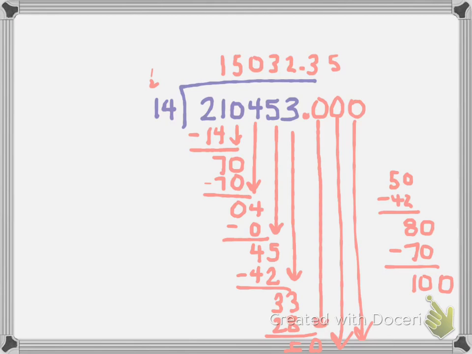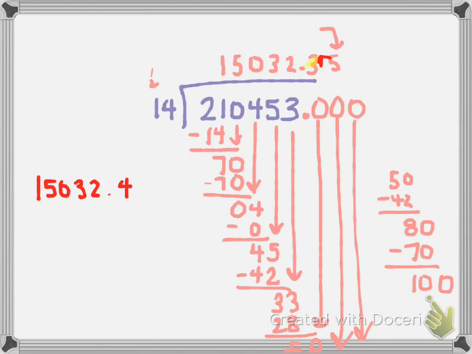The decimal goes straight up into your answer. And so now, if I'm going to round, let me get my highlighter. If I'm going to round this 3, then I need to look at the number directly behind it, that 5. And the 5 tells me to round the 3 up. So my actual answer is going to be 15,032 and 4/10. I'm going to round this up to 4.